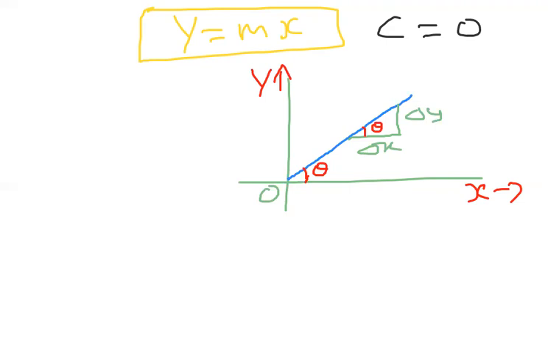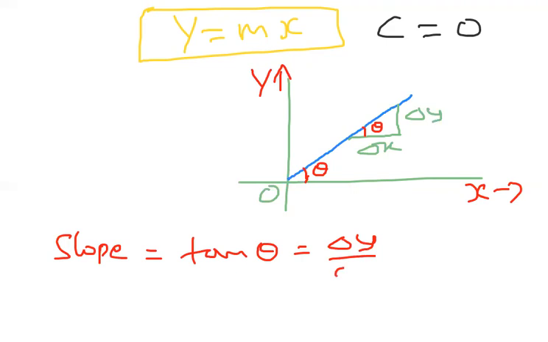What is tan theta? Now I can write slope is equal to tan theta is equal to delta y by delta x. This is m. So slope is nothing but the difference in y by the difference in x. Slope means delta y by delta x. This is for the first graph, y equal to mx.